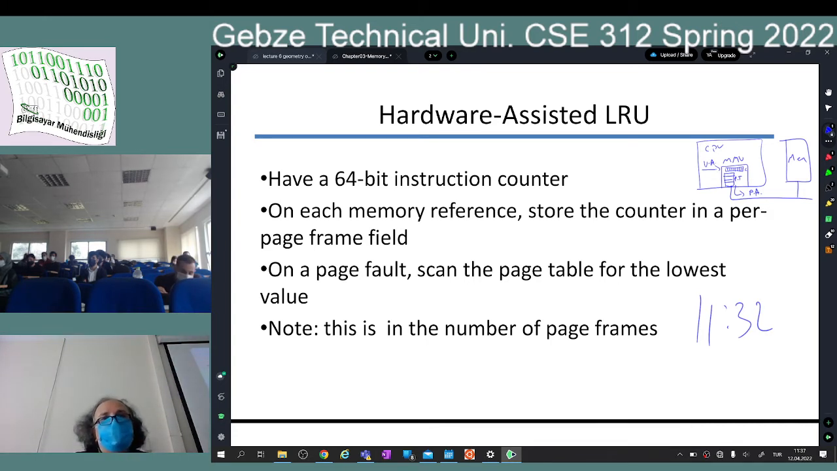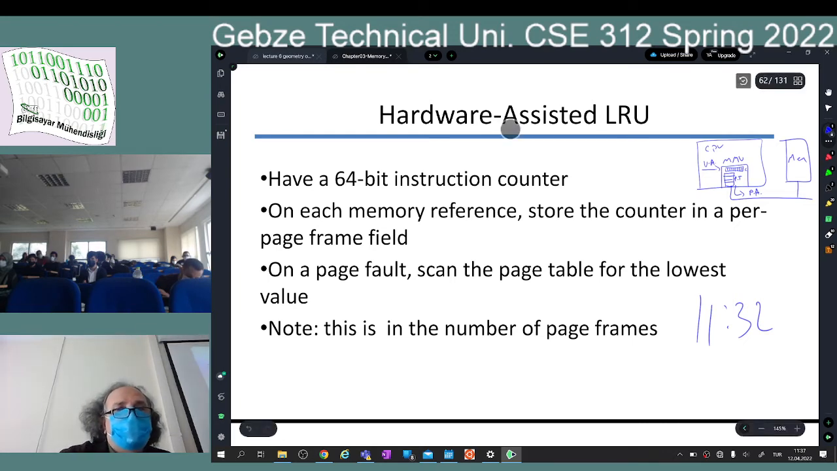It's not like in NRU. Remember, in NRU we have the classes. If I have a class of 0, 0, I can replace any of them inside randomly. I pick just one of them. This is not doing it that way. This one knows exactly at what time each page is referenced or modified, because I have this special feature, hardware assisted LRU.